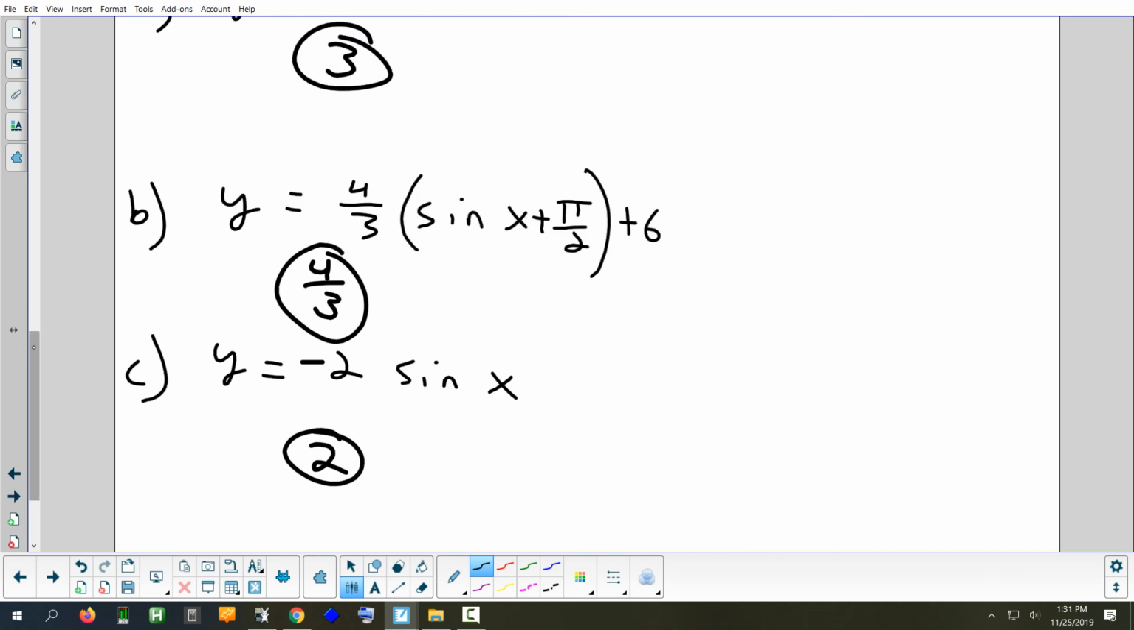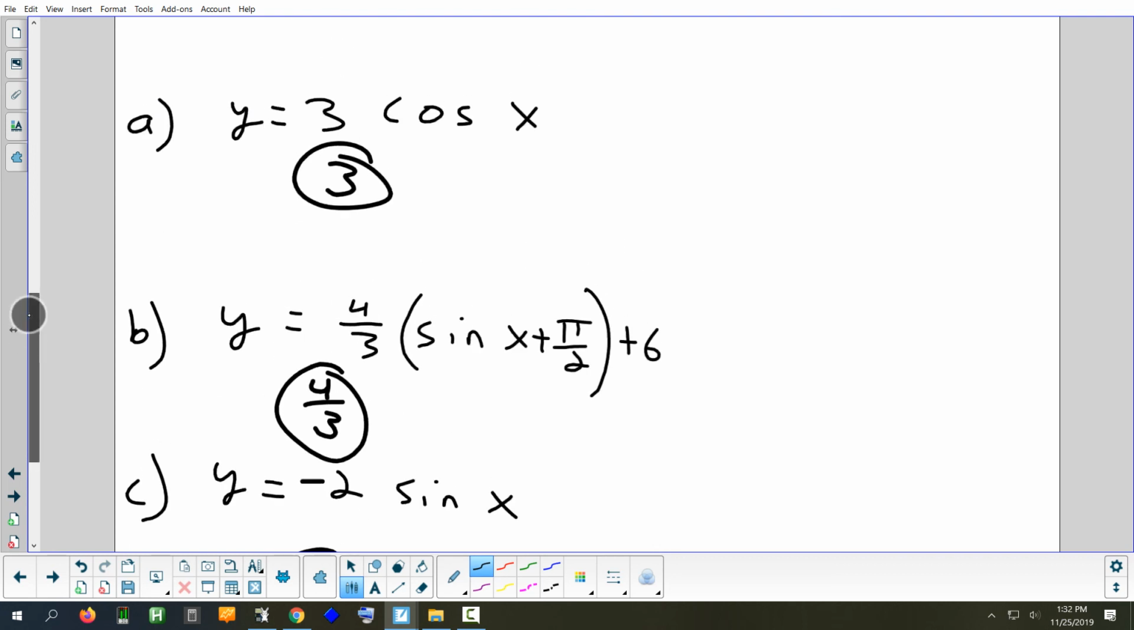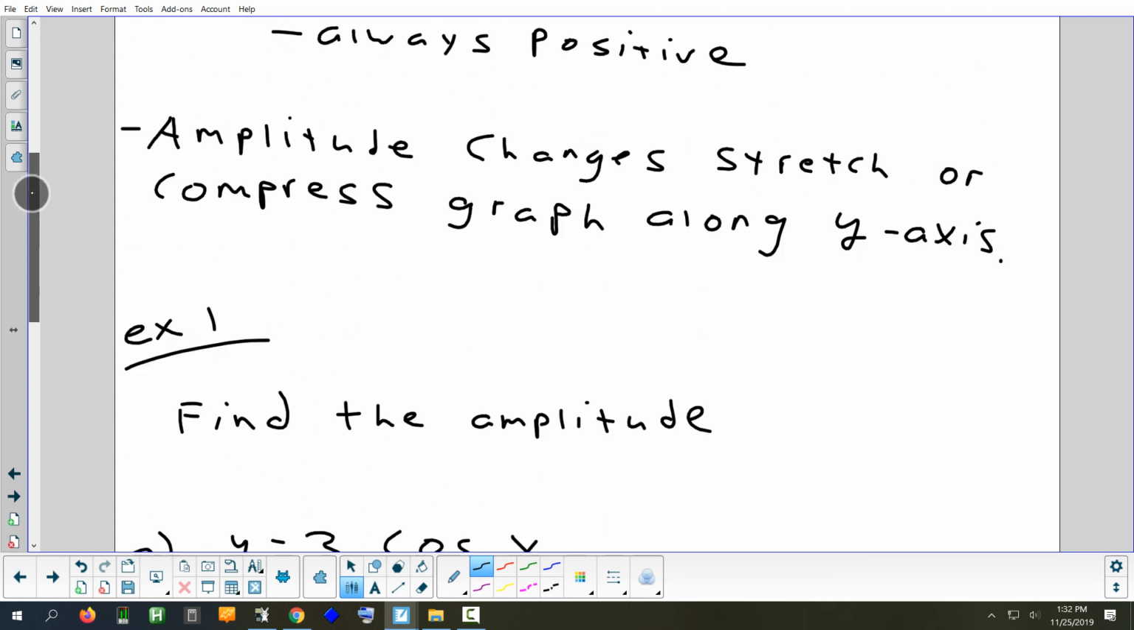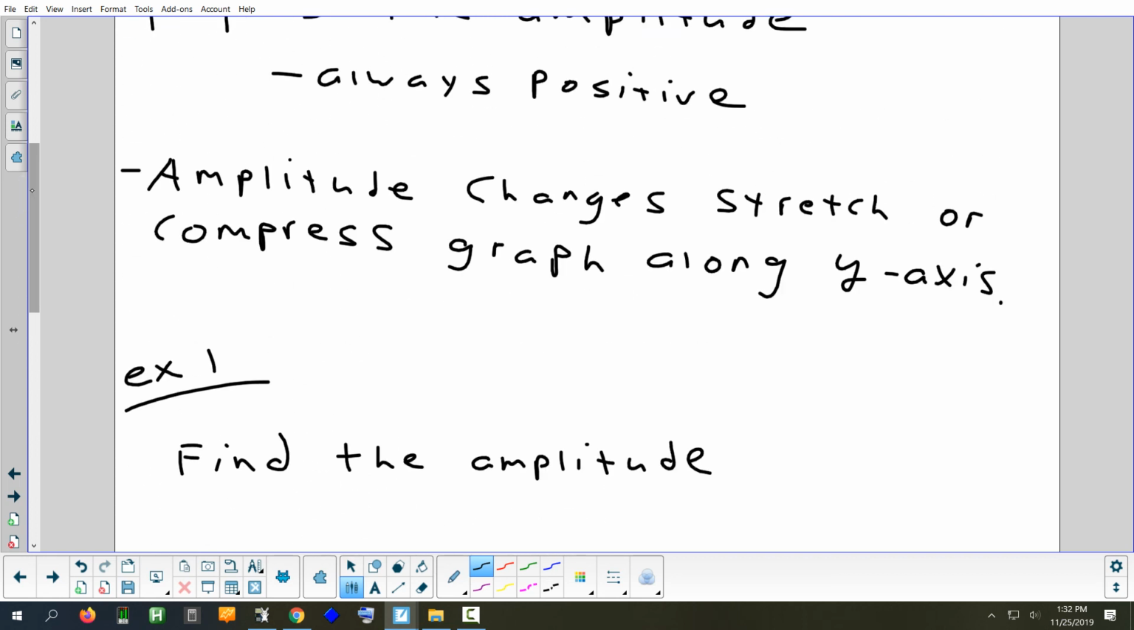So on the test, you'll probably have maybe 1 or 2 questions like this. Non-graphic, just find the amplitude. That's it. All right, now we'll do a graph. So when we do an amplitude change, which values are not affected? X. The x. We are stretching along the y-axis. So that's great. X's aren't affected.